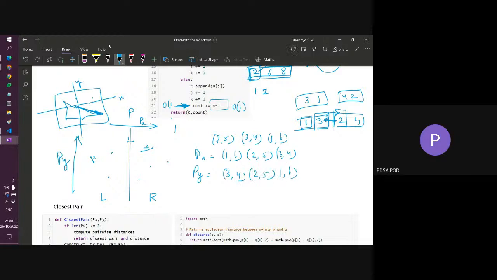Is this clear? Px, Py. This one is sorted based on the x coordinate, and this is sorted based on the y coordinate. So we have this listing. Now we want to further partition this into left and right. How do you do this partitioning? You look at the points in the middle, whatever line you have drawn. Points with a smaller x coordinate than this go to the left portion, and points with a bigger x coordinate go to the right portion.